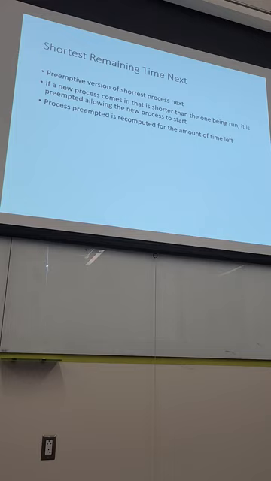So this might work for a real-time system. Okay. But you still have the likelihood of longer jobs starting, right? Yeah. So this is probably not the best algorithm. Let's keep going.